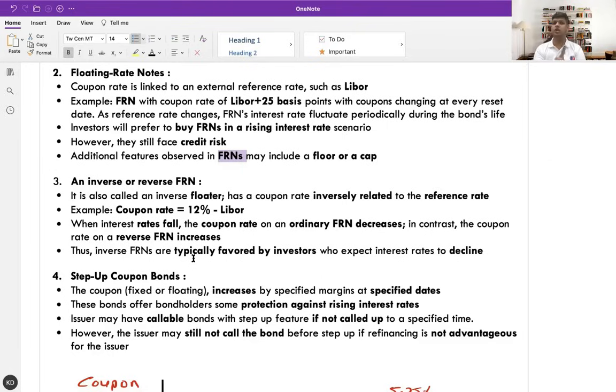What is an inverse floater or a reverse floater? It will pay you more coupon when the interest rates go down. For example, the structure can be 12 minus LIBOR. So the lower the LIBOR, the more interest you will get. Let's say right now the LIBOR is 10%. So here you will get only 2% coupon. But tomorrow, if the LIBOR becomes 5%, you'll get 7% coupon, and so on. Clear? Everyone?